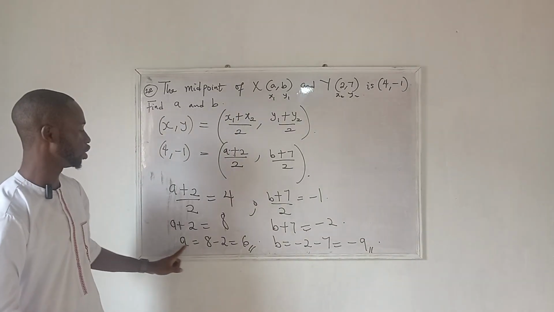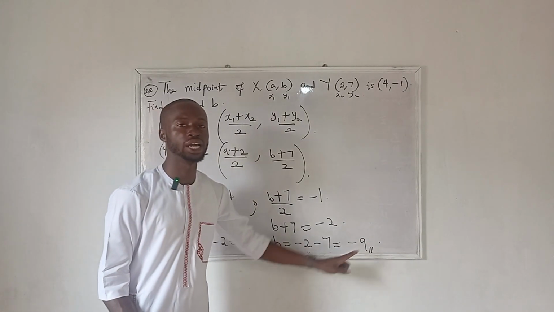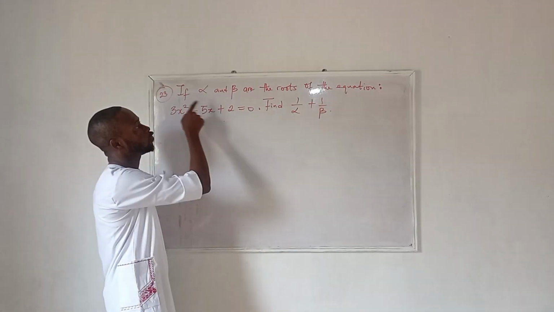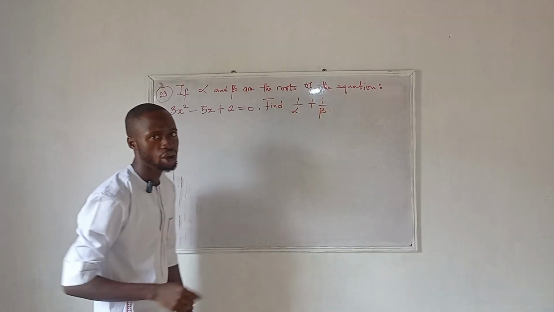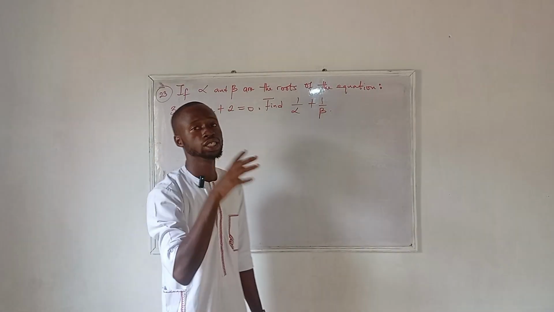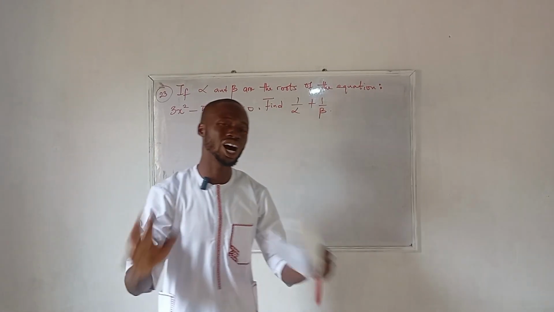So the value for a is 6, the value for b is minus 9. If alpha and beta are the roots of the equation 3x squared minus 5x plus 2 equals 0, find 1 over alpha plus 1 over beta. This question is under sum and product of roots. So how do we solve it?